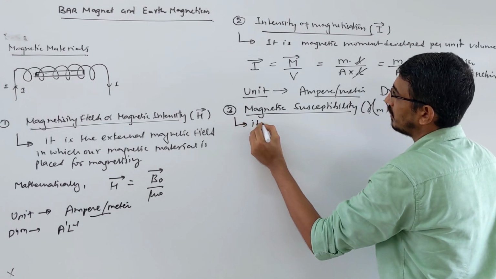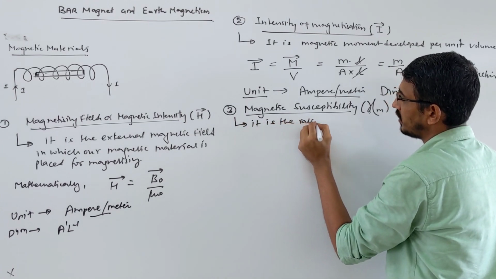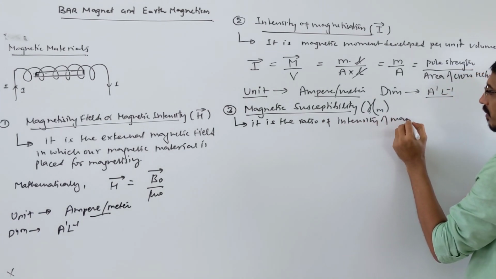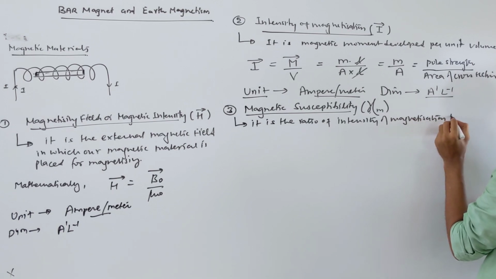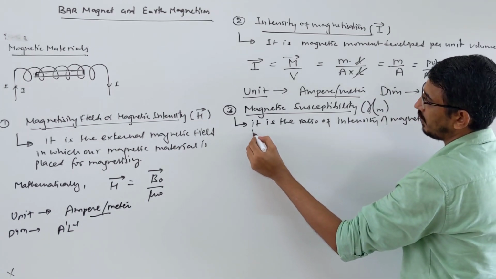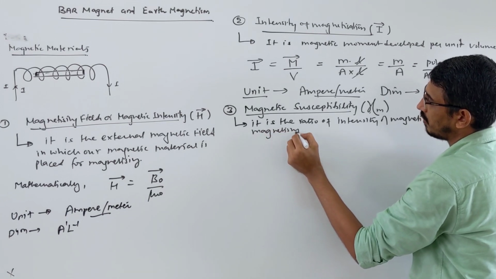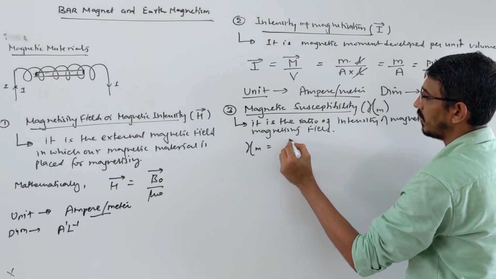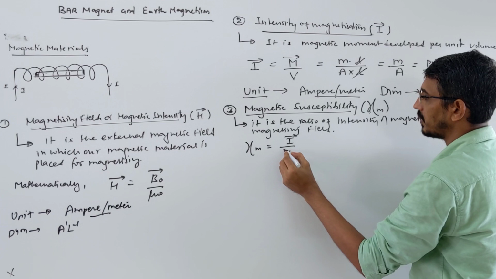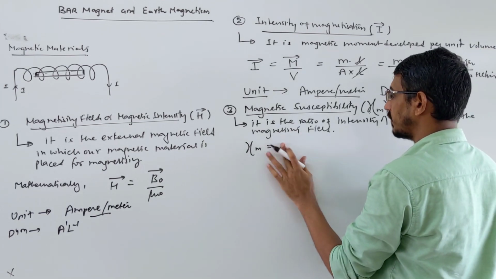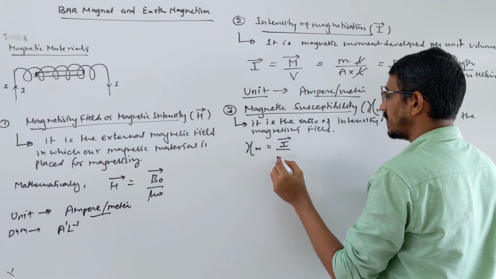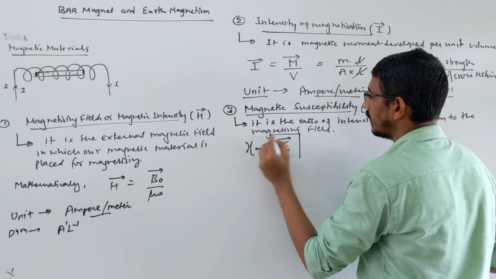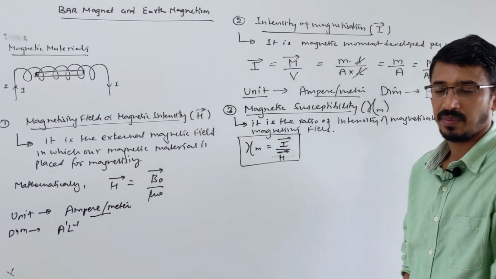So it is the ratio of intensity of magnetization to the magnetizing field. It means your chi is nothing but I by H. Let me write it more clearly: intensity of magnetization by H. This is your magnetic susceptibility.